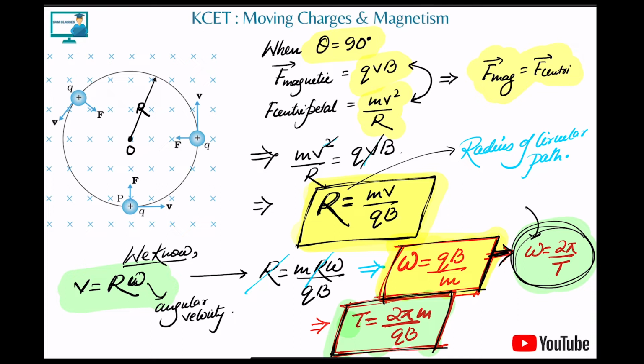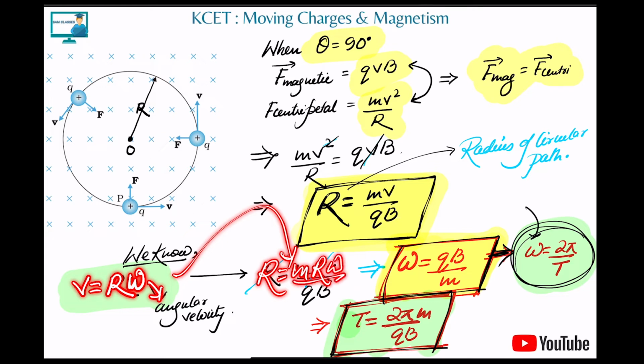Now, we have learned in class 11 that velocity v is equal to r omega, the radius times the angular velocity, correct? So if we substitute that, r will be equal to what? m r omega by qB. So here r and r will be cancelled. What you'll get? Angular velocity will be what? qB by m, correct? So now we got angular velocity also.